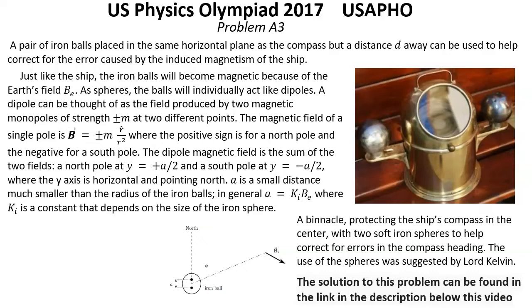A dipole can be thought of as the field produced by two magnetic monopoles of strength plus and minus m at two different points. The magnetic field of a single pole is B equal to plus or minus m multiplied by vector r divided by r squared, where the positive sign is for a north pole and the negative for a south pole.